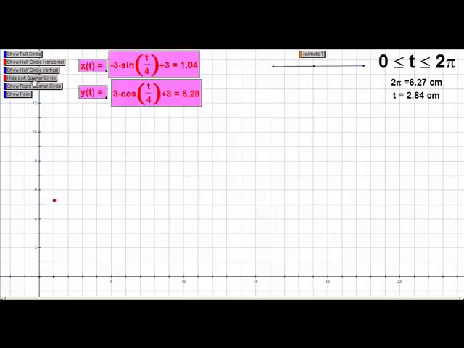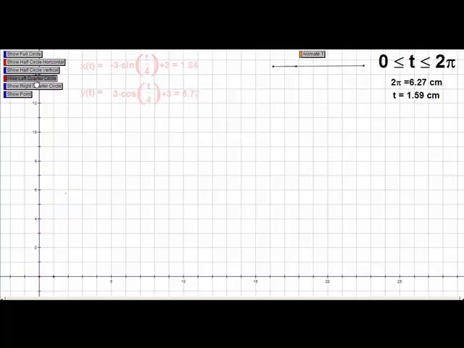In example number 4, we would like to create a quarter circle. To do this, we will divide t by 4. The equations x of t equals negative 3 sine of t divided by 4 plus 3 and y of t equals 3 cosine of t divided by 4 plus 3 will give us the picture shown below.